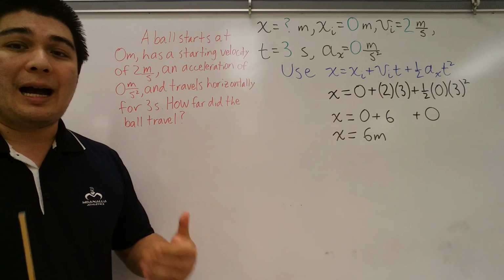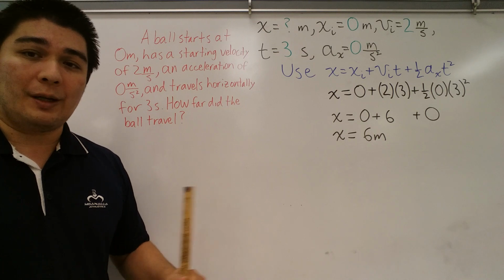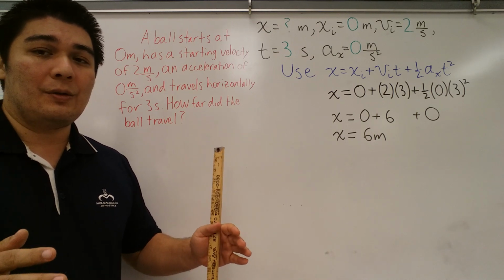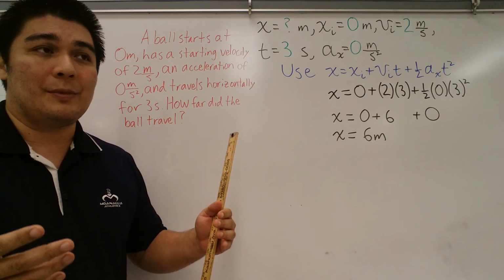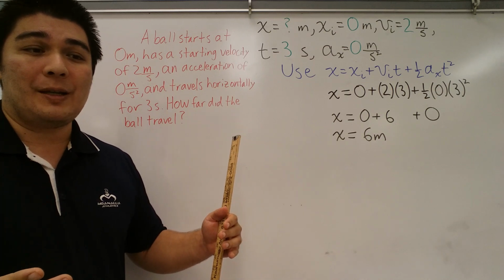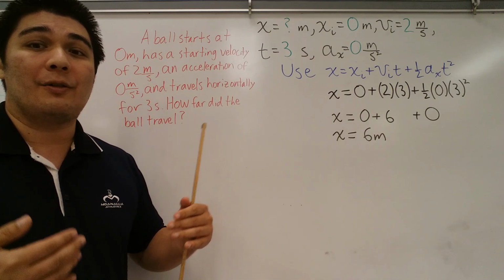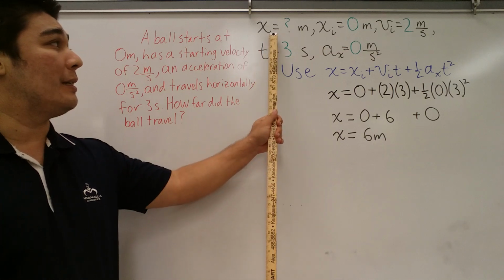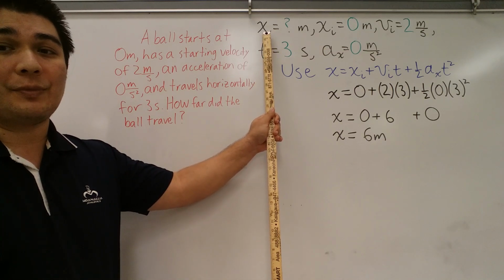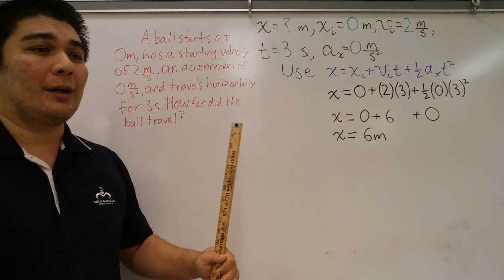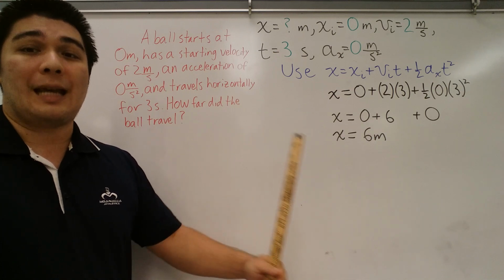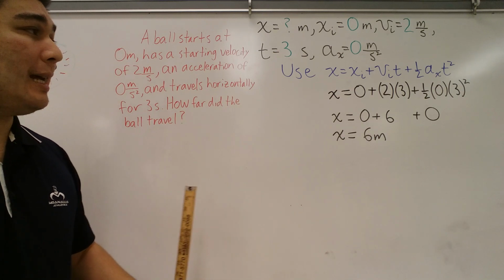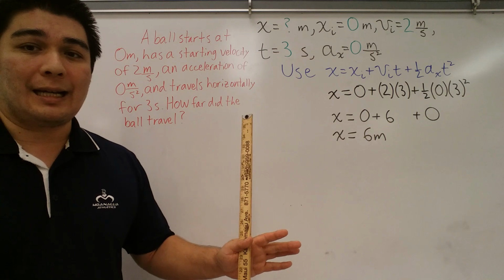Then they ask you, how far does the ball travel? Well, far is a word that denotes distance. So that means we're looking for the unit of meters, which is definitely this final position, x, because the variable for distance is x. Now we're going to go again through the exact same steps.